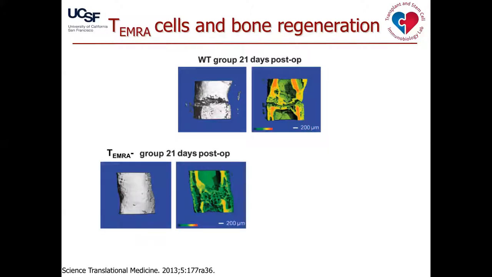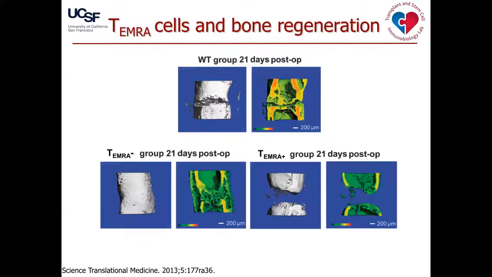Mice with bone fracture usually are able to heal that bone fracture when they don't have TEMRA cells within 21 days, as you can see here in that picture. However, when the mice are transferred TEMRA cells, then you see that the bone fracture is not healing at all, indicating that the presence of TEMRA cells affects the bone repair stem cells.